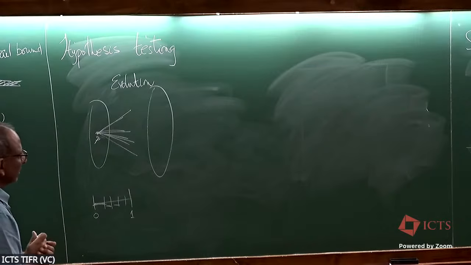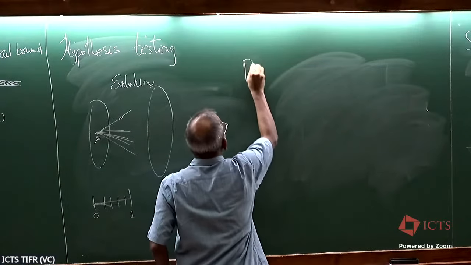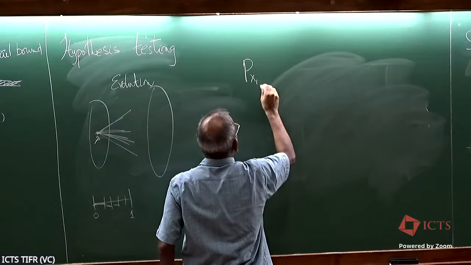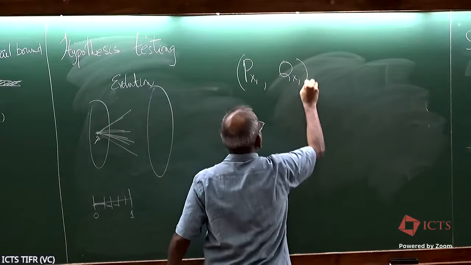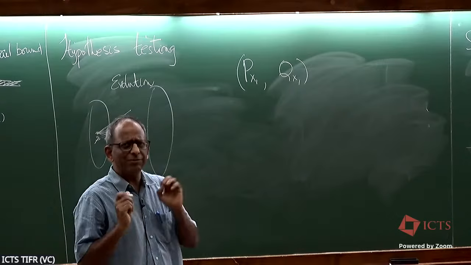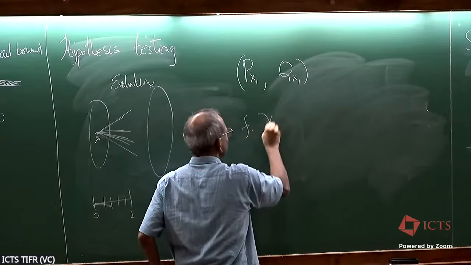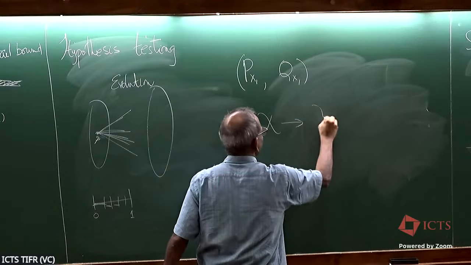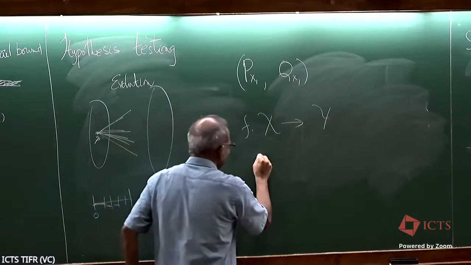So first, let me explain the following thing. Suppose you had two distributions. I'm doing a special case of that. Suppose I have a function f which goes from x to some other y. It's a function.